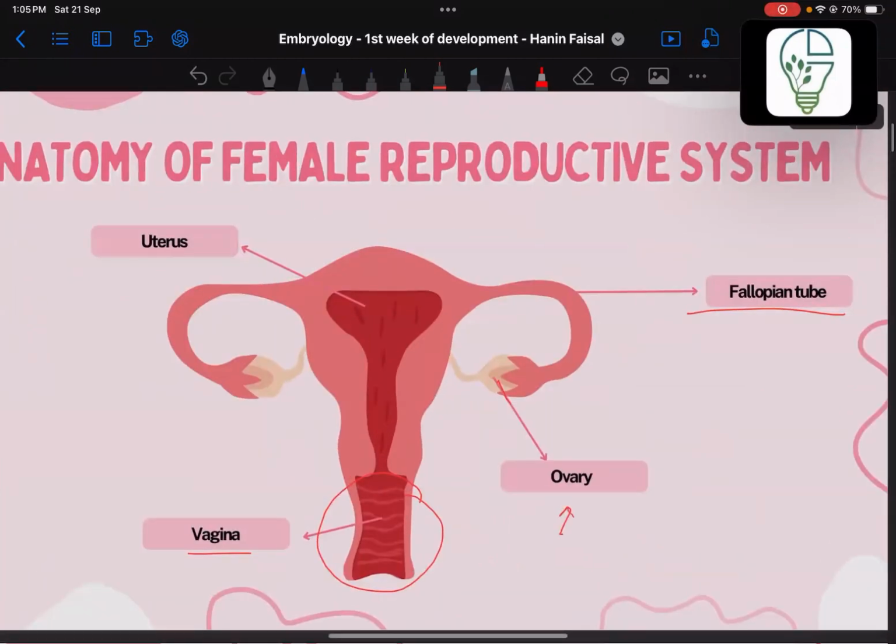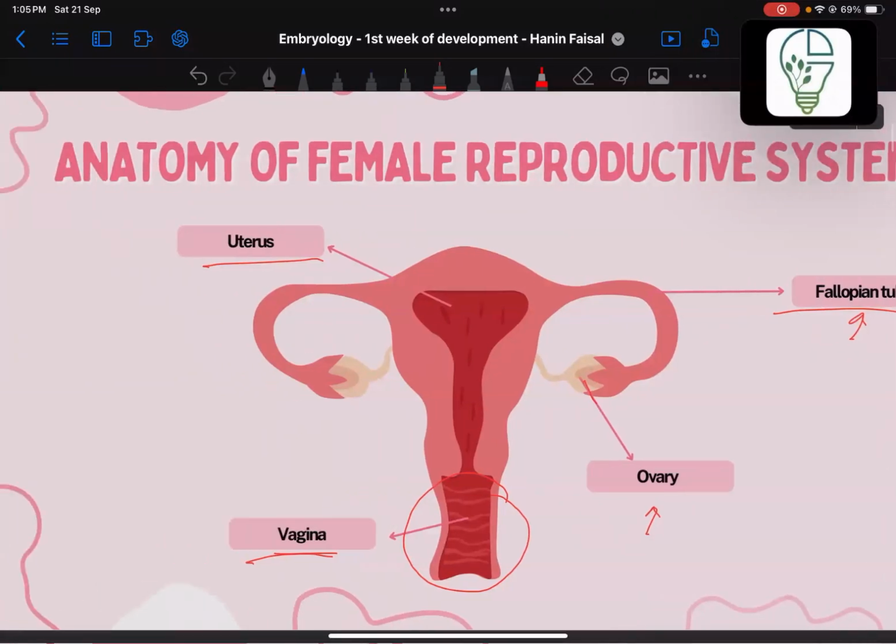The ovary is important. You're going to know why later. And the same thing with the fallopian tube, the uterus and the vagina. So what you have to know from this slide is just the basic anatomy: this is the vagina, here's the uterus, this is the fallopian tube, and here's the ovary.